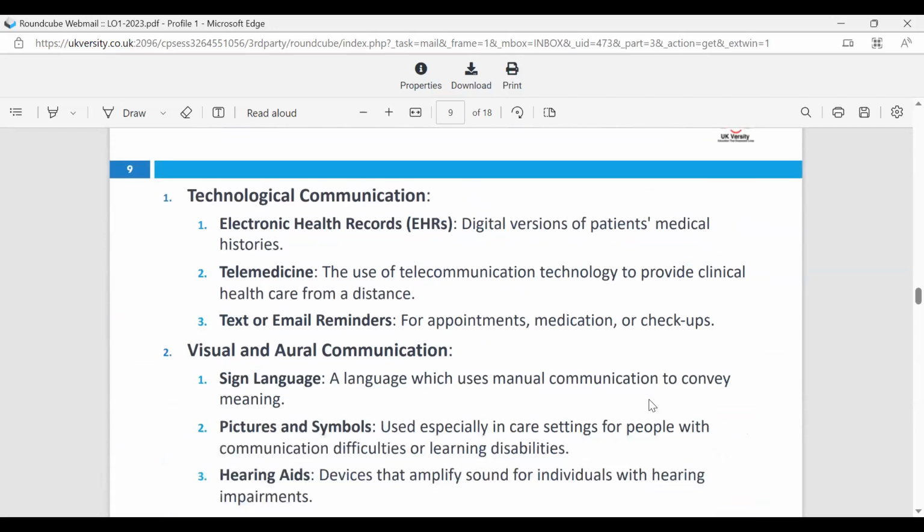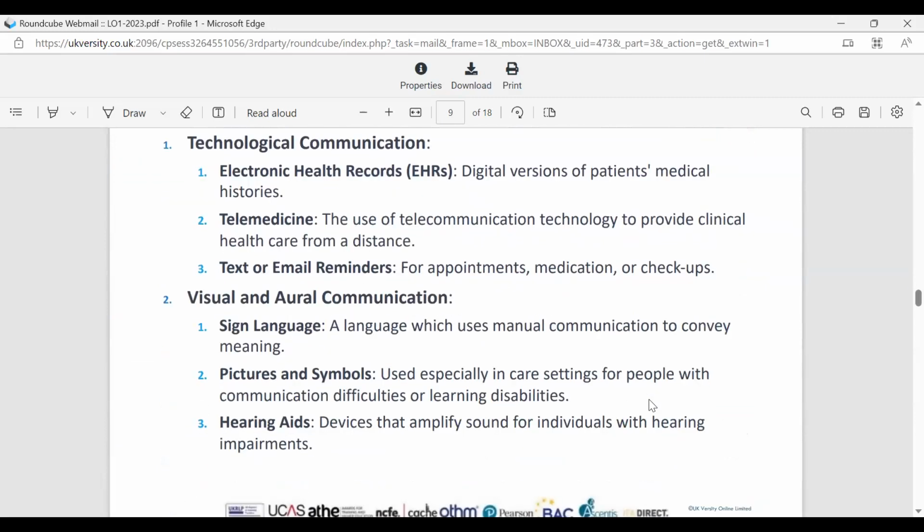So technological communication. This is electronic health records, EHRs, digital versions of patients' records. And that's what it's going all towards now. We're having more of a digital system now rather than paper system. Telemedicine, the use of telecommunication technology to provide clinical health from a distance. Text or email reminders, and these are for appointments, medication or checkups.